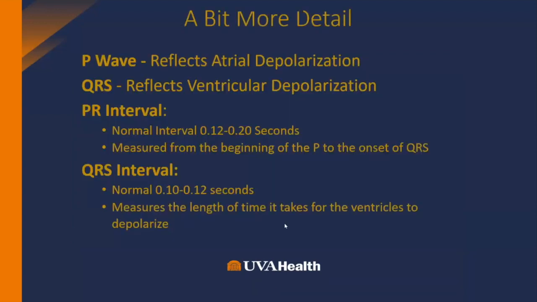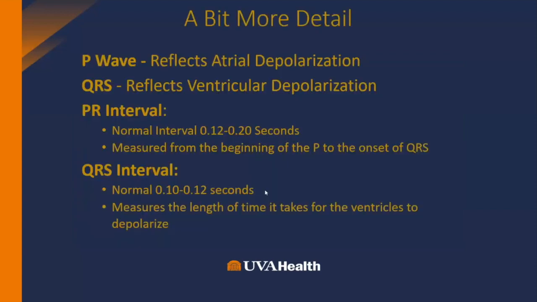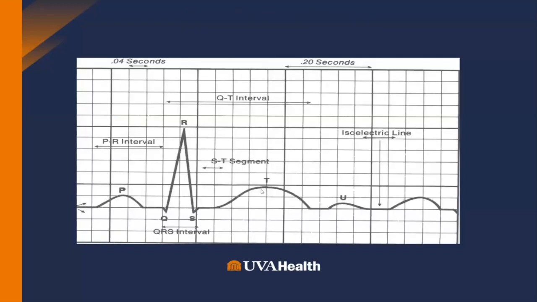So this is what we just talked about: atrial depolarization, ventricular depolarization. What we're looking for is this 0.12 to 0.20 seconds. And what we're going to look at here is this measurement, the PR interval right here in between. That's the 0.12 to 0.20 seconds. And remember, each one of these small boxes is 0.04 seconds, and the larger boxes are 0.20 seconds.